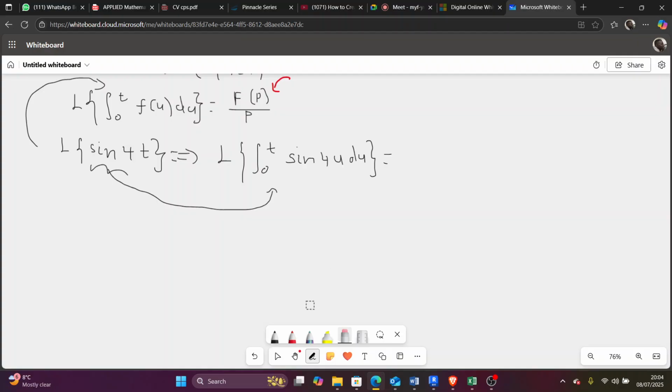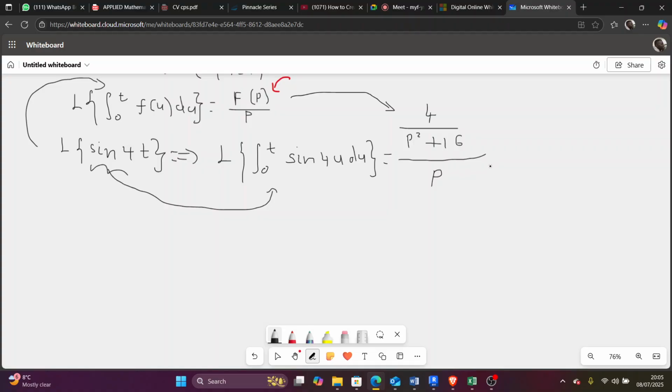Let me do it like this on top. A is 4 over p square plus a square, which will be 16. Now, what you got here is what you call f of p. They say the solution of this case is f of p divided by p. So this solution that you got here, you simply divide it by p. This is the final answer.